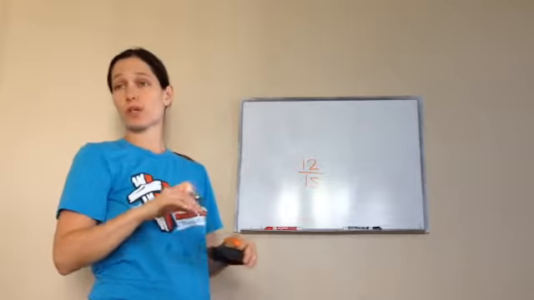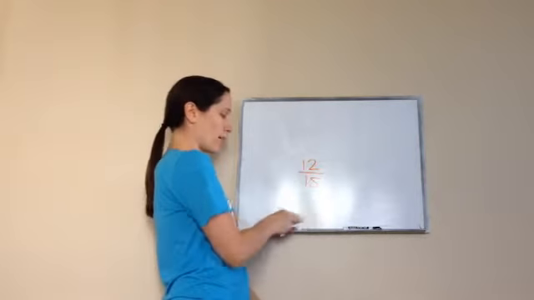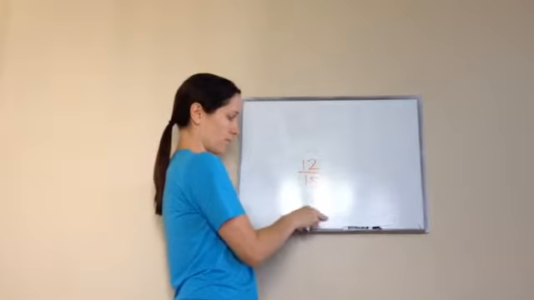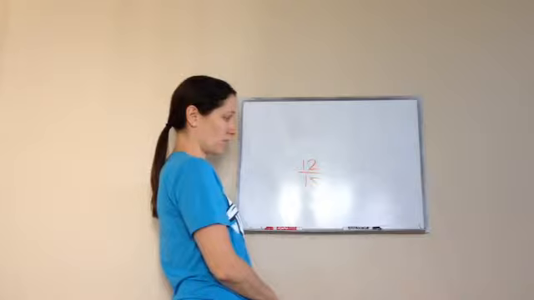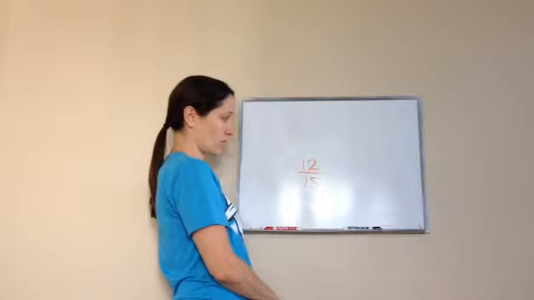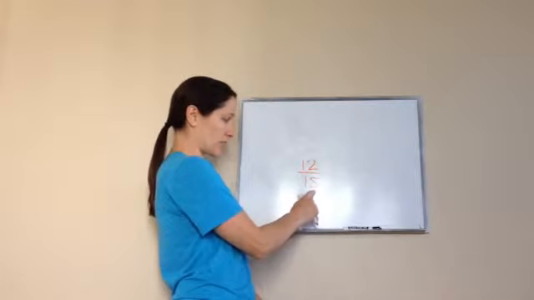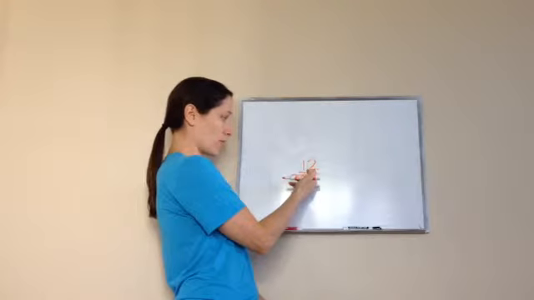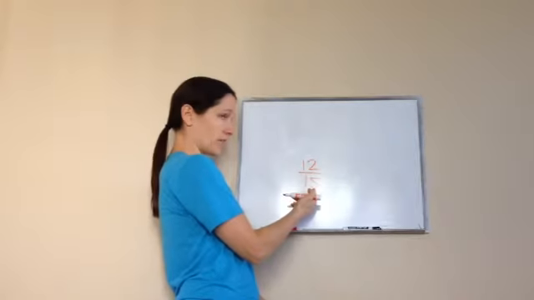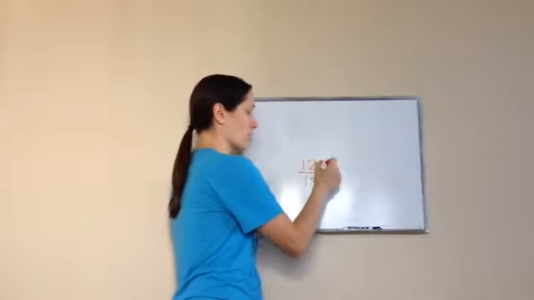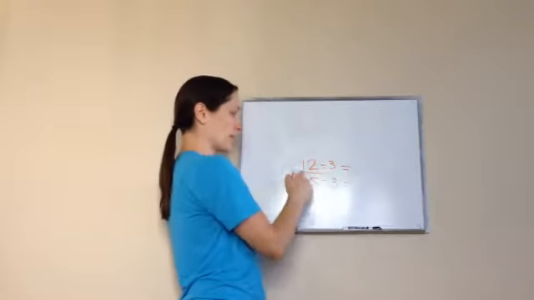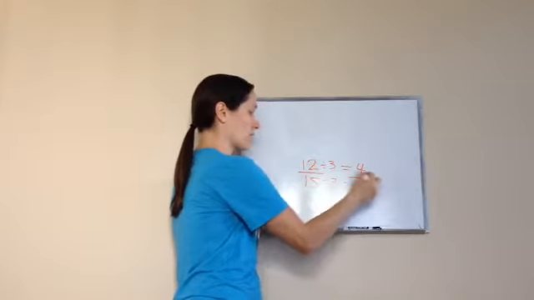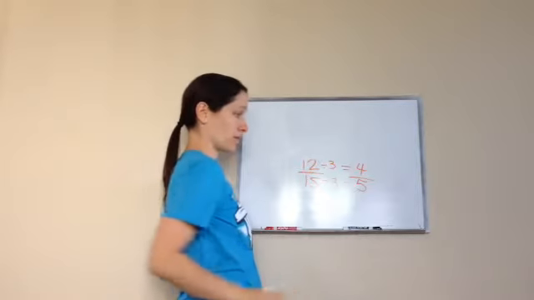So help me to reduce this. What number goes into both 12 and 15? 1. Okay. What's another number? 2 won't because it's 15. 3, will it go into 12? Yeah. 15? Yes. So we're going to divide by 3 to break it down smaller. And what would we end up getting? 4 and 5.